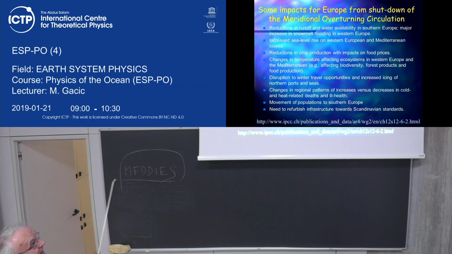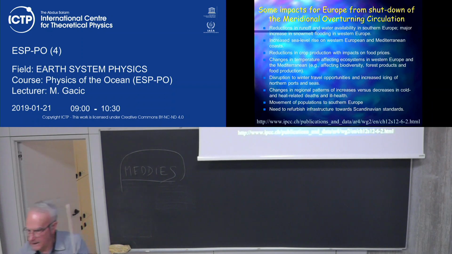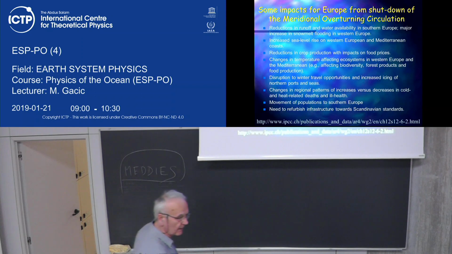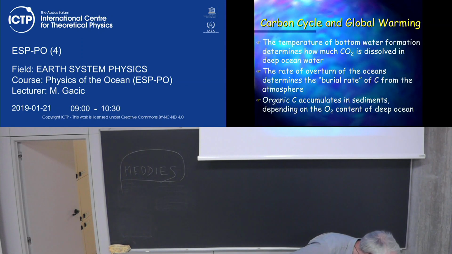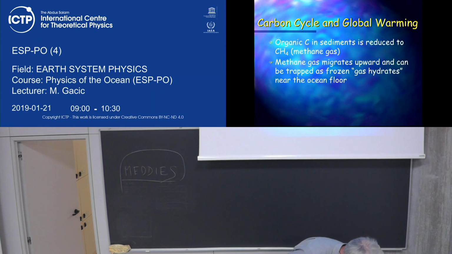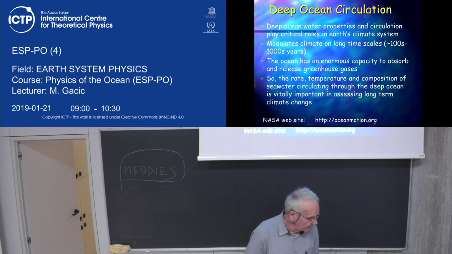Okay, so these are a number of consequences which are directly or indirectly related to the meridional overturning circulation reduction, or even block. Okay, I will just do this one, and then we will stop.